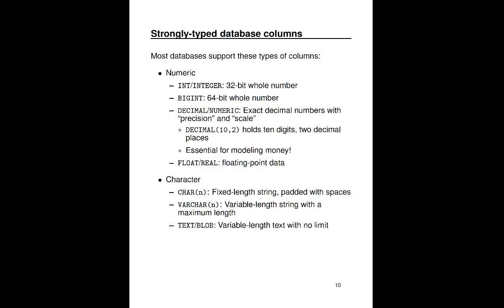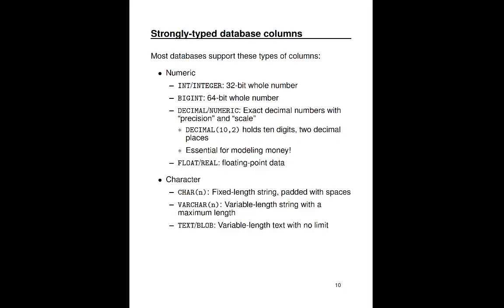So as I noted before, the database columns have types associated with them. This is very convenient because it ensures that only correct data is added to the database. And so now I want to tell you about some of the standard data types that are supported in relational databases. There are several numeric types. So there's int and integer, which are 32-bit whole numbers, and there's also a 64-bit version of that called bigint.